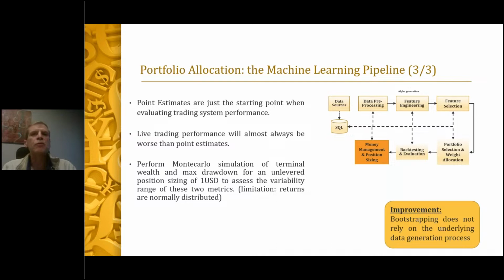As you know, returns are more Cauchy distributed than normally distributed. So the improvement I'm going to work on is bootstrapping. The bootstrapping method is another statistical technique that doesn't rely on the underlying data generation process. It means that returns can be distributed with whatever probability distribution you can think of. Bootstrapping can overcome this limitation of Monte Carlo. Still, Monte Carlo is very useful, so you need at least to get both results in order to make a comparison.